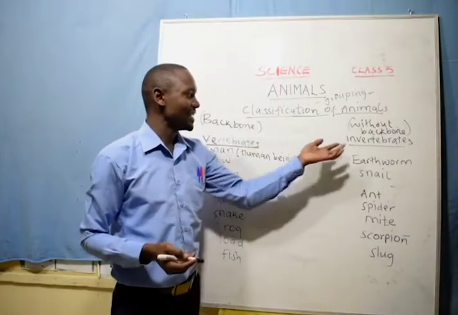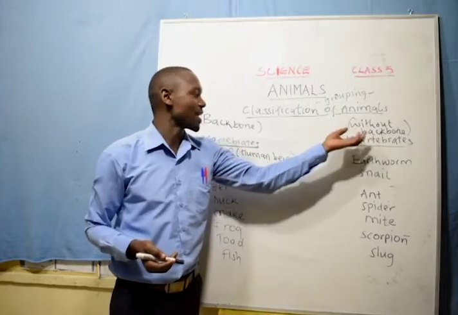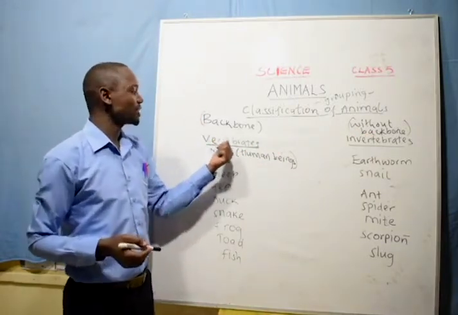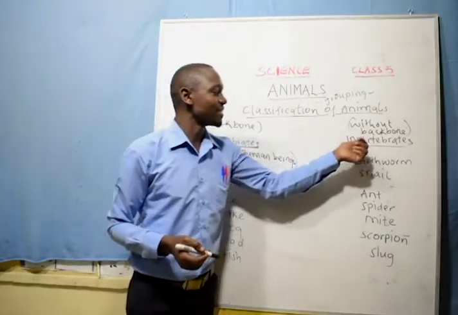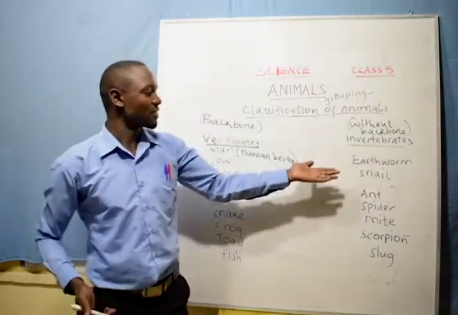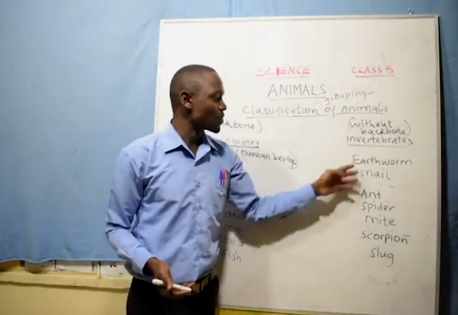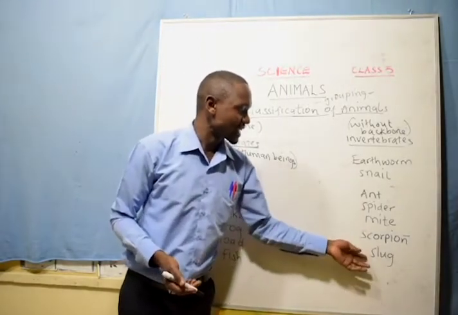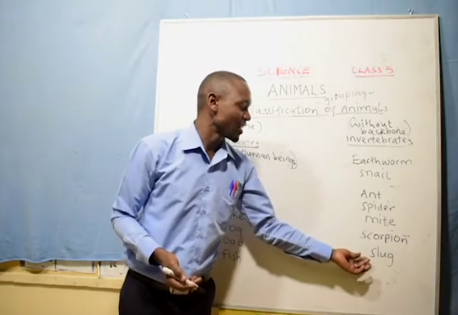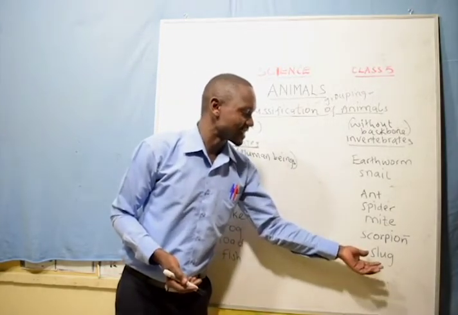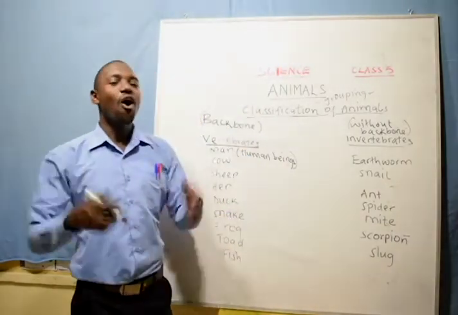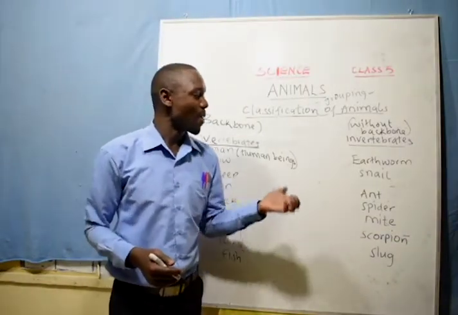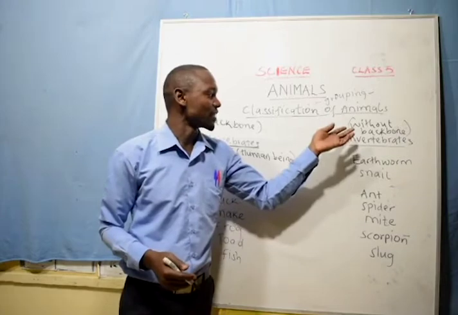Invertebrates are animals without backbone. Animals with backbone are called vertebrates. The opposite of vertebrates is invertebrates. The examples I've given you are the snail, earthworm, ant, spider, mite, scorpion, and slug. All insects have no backbone, and they are examples of invertebrates.